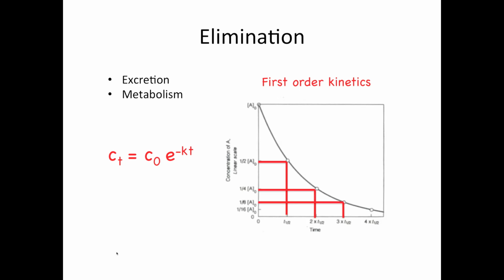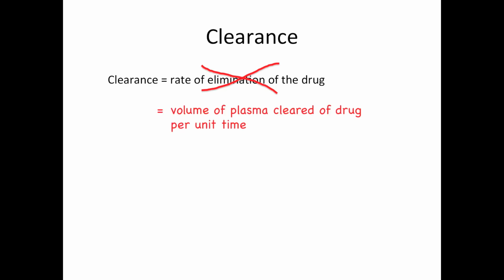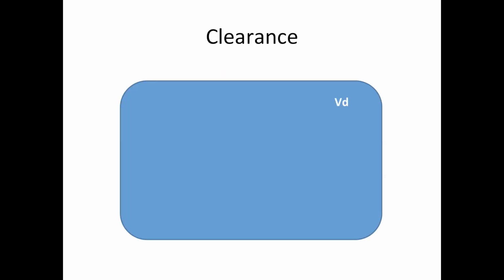However, we should remember this is not the full story, and we will return to this later on. Clearance. You may, like many others, think that clearance is the rate of elimination of the drug. However, this is not quite correct. It is in fact the volume of plasma cleared of drug per unit time, and the units of clearance are therefore mL per minute.